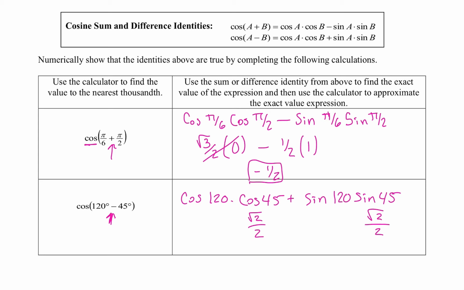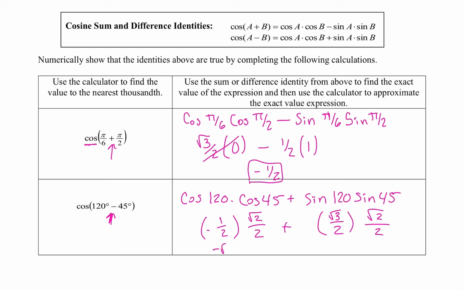Our tricky one is that 120, but we know that 120 is in quadrant 2, and in quadrant 2, the x value is negative, which means the cosine's negative, but the y value is positive, so our sine would be positive. And 120 is 60 degrees above 180. So since it's 60 degrees above, we know we're looking at pi over 3 at the 180 spot. So we know that the cosine is going to be negative 1/2, and the sine is going to be square root of 3 over 2.